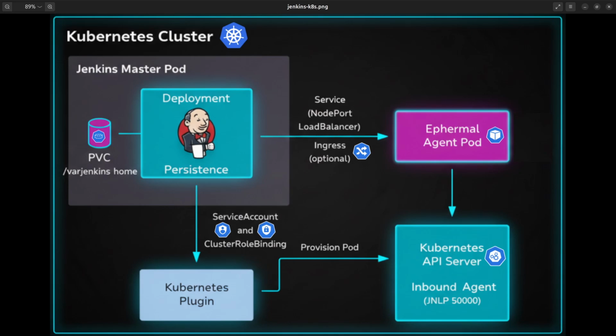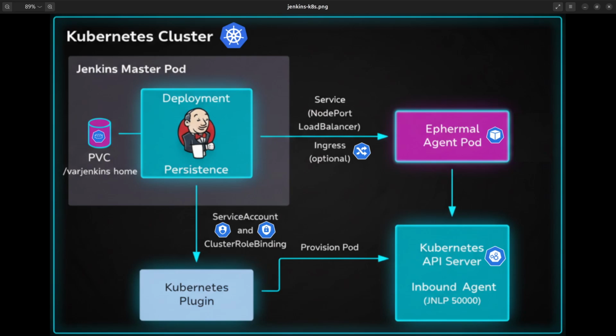The third part is the Kubernetes plugin. This plugin is the bridge between Jenkins and Kubernetes. It lets Jenkins talk to the Kubernetes API. With this plugin, we define pod templates that describe what an agent pod looks like, which container image to use, how much CPU and memory it gets, and which tools it should have for the build.